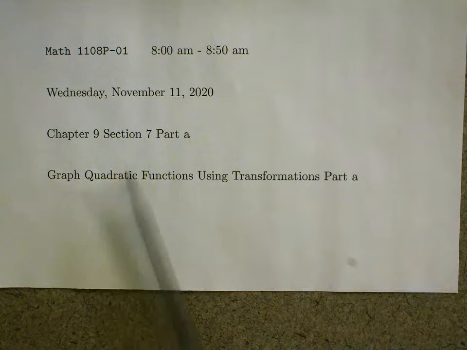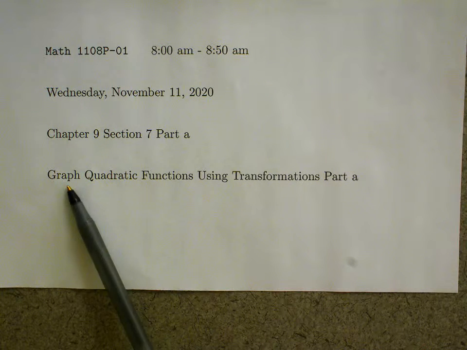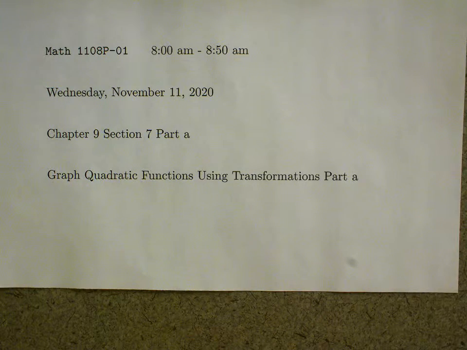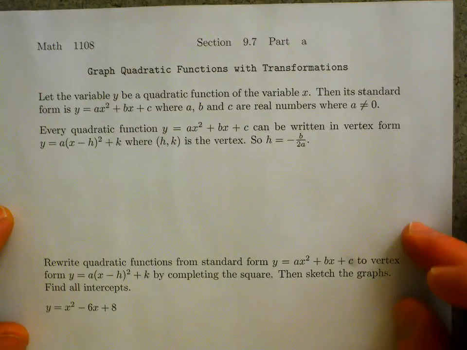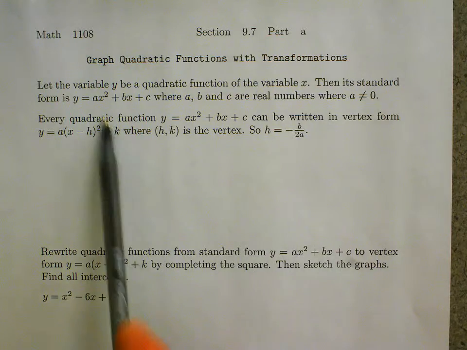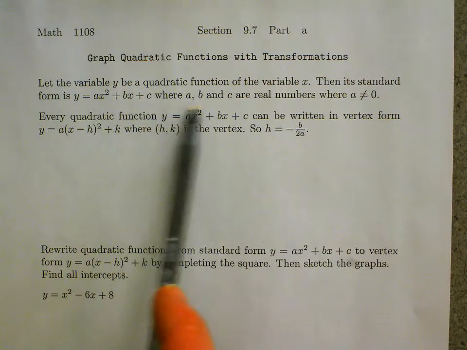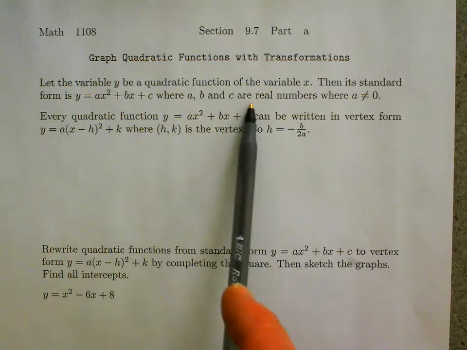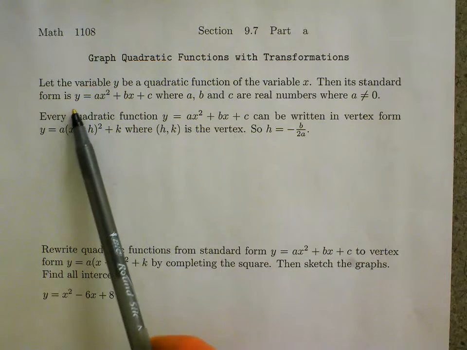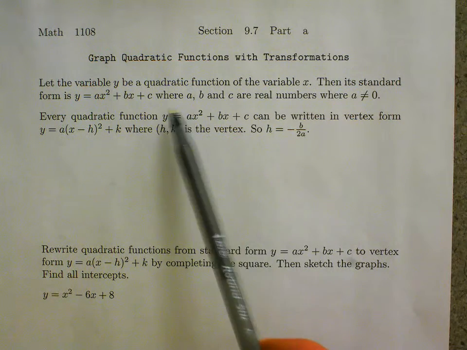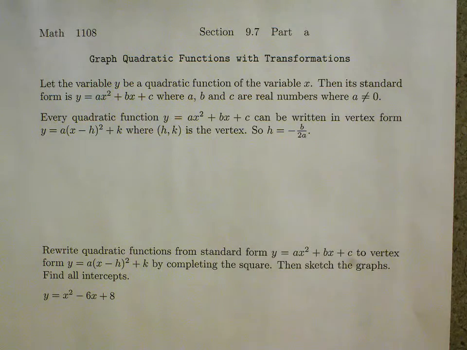In Chapter 9, Section 7, we'll graph quadratic functions using transformations. So yesterday we graphed quadratic functions that were in standard form. So this first part is review. Let the variable y be a quadratic function of the variable x. Then its standard form is y equals ax squared plus bx plus c, where a, b, and c are real numbers and a does not equal 0.